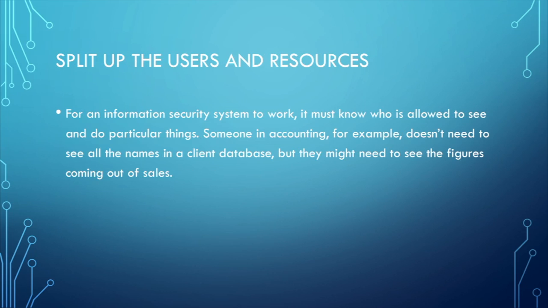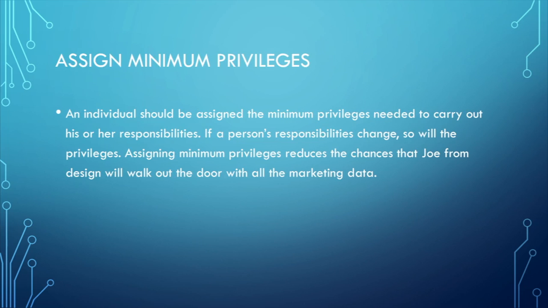Split up the users and resources. For an information security system to work, it must know who is allowed to see and do particular things. Someone in accounting, for example, doesn't need to see all the names in a client database, but they might need to see the figures coming out of sales. Assign minimum privileges. An individual should be assigned the minimum privileges needed to carry out his or her responsibilities. If a person's responsibilities change, so will the privileges. Assigning minimum privileges reduces the chance that Joe from design will walk out the door with all the marketing data.